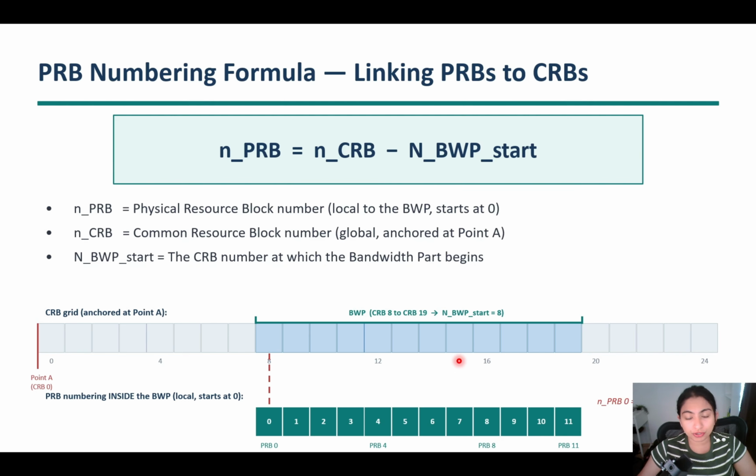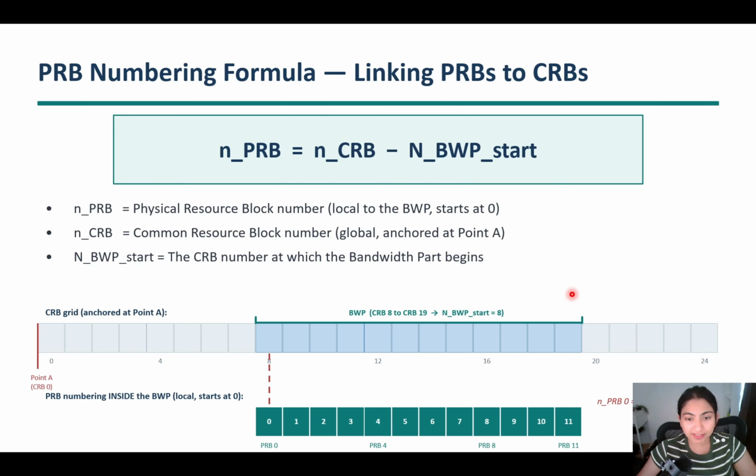This top row shows the full CRB grid starting from point A. So we have CRB 0 till CRB 24. So there are 25 common resource blocks in this diagram. And then point A is defined as the center of subcarrier 0 of CRB 0. So point A is also defined.